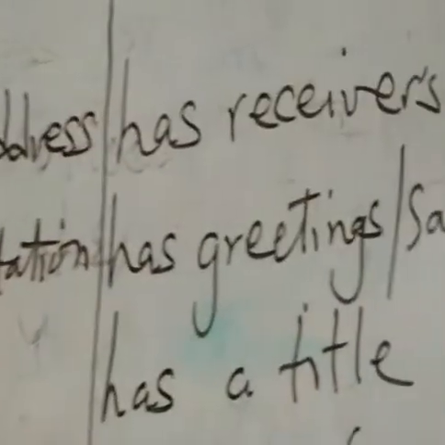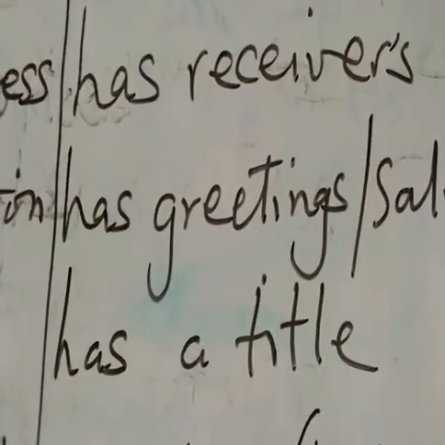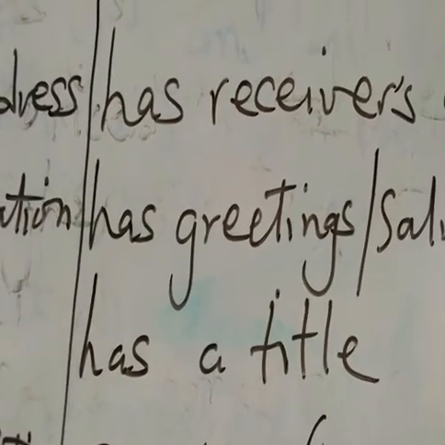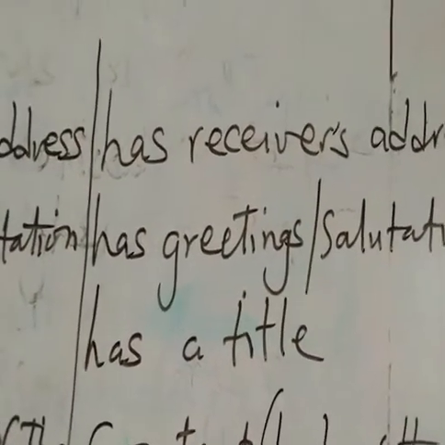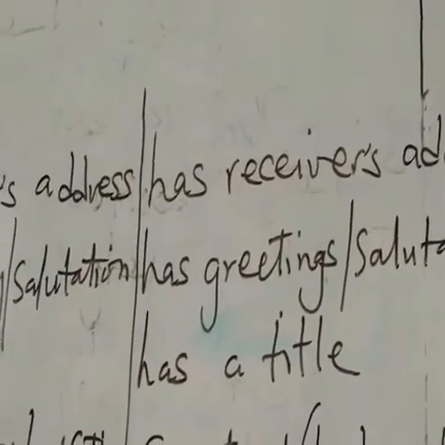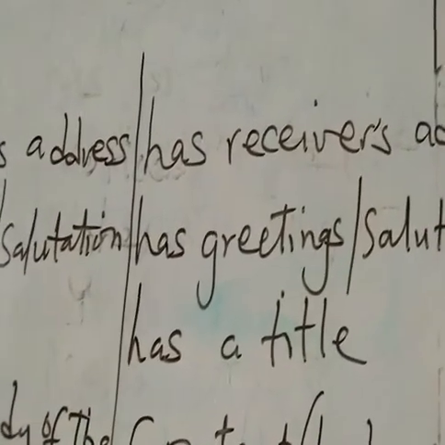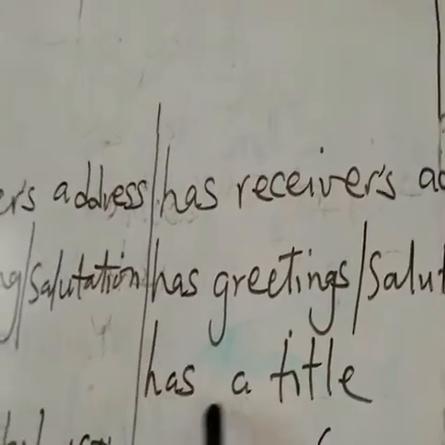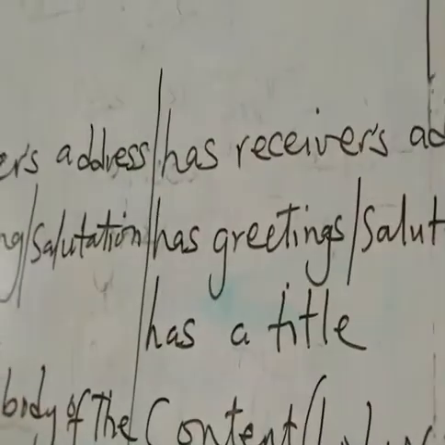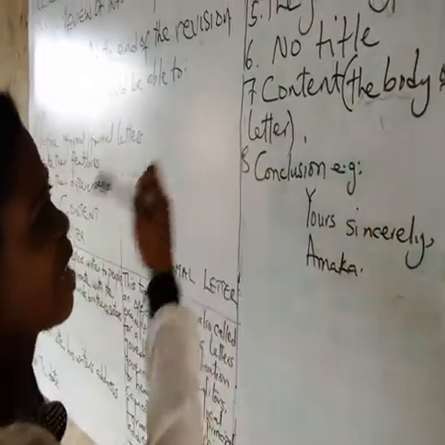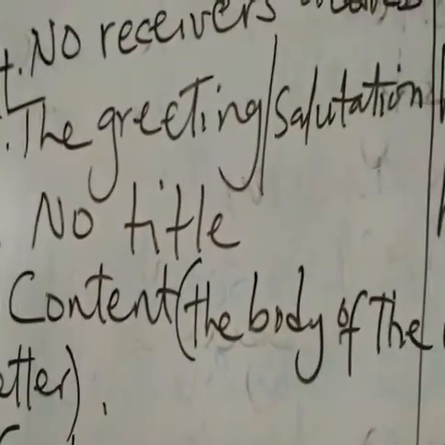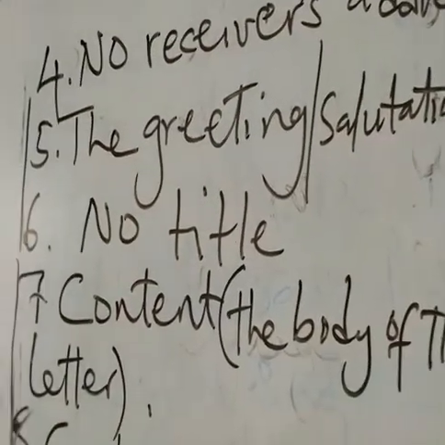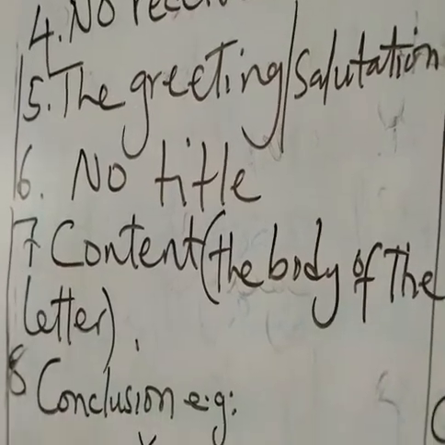Then the formal letter has a title. After the greetings, the title is what you are writing about. If you are writing to the chairman of the local government area and you are making a request that he should visit your community, you write in capital letters what you want him or her to come and do in your community. The content, number 7. The content is also known as the body of the letter. The content here is very essential for the examiner to know what you are talking about.